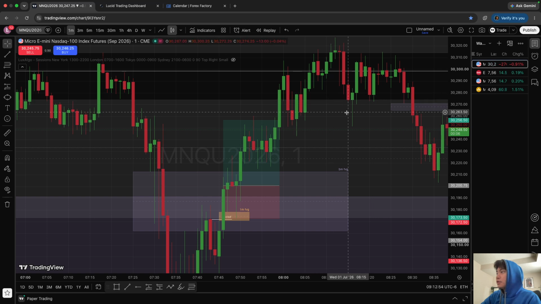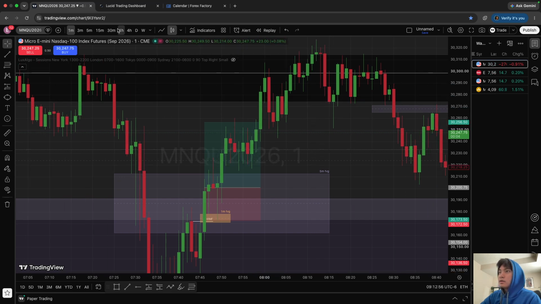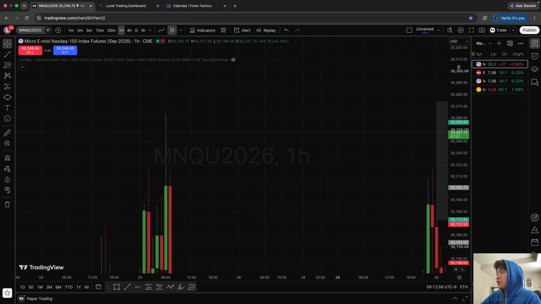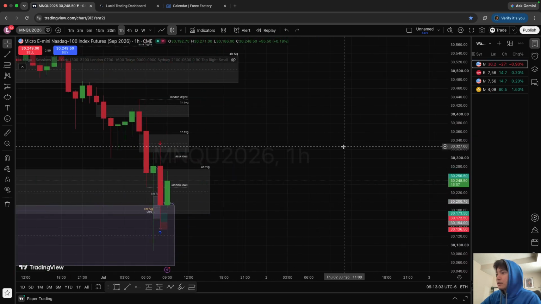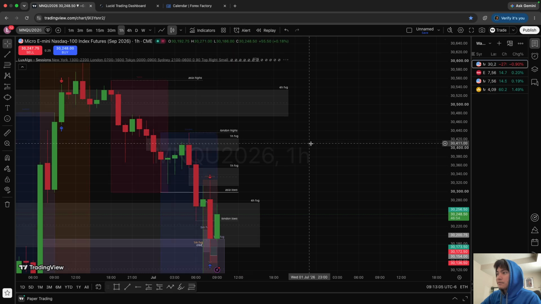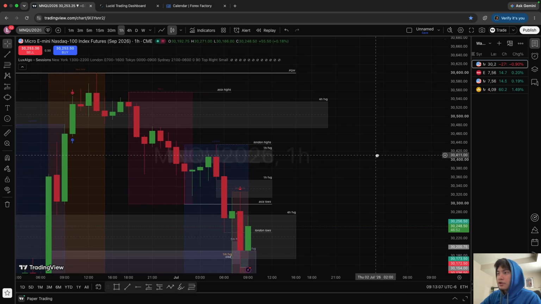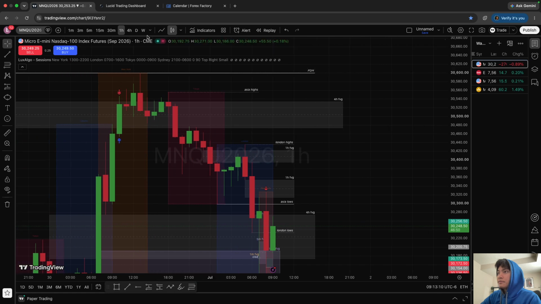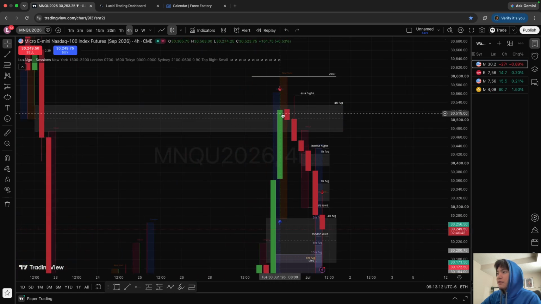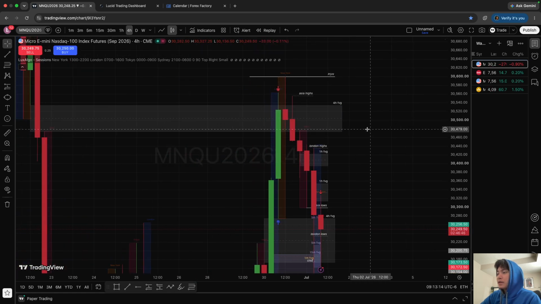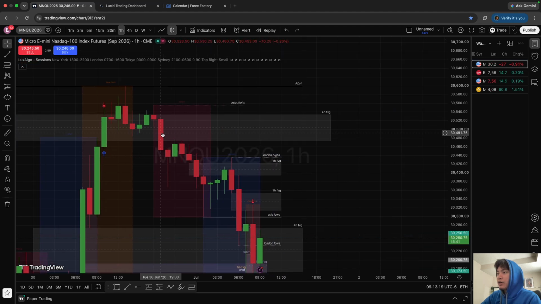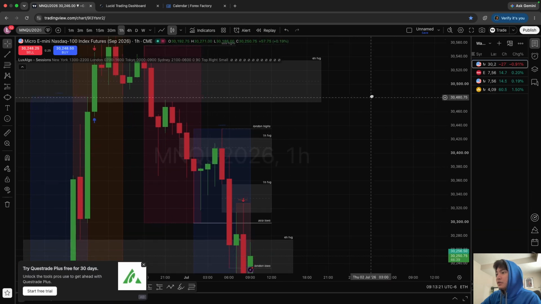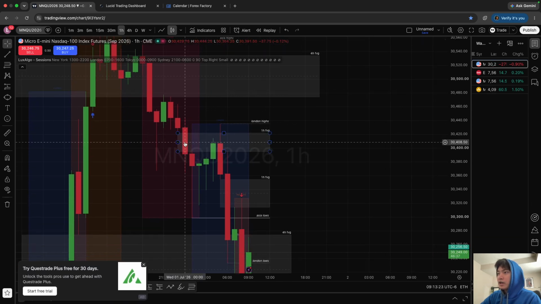Let me just clean up my chart real quick. So coming into New York session, I initially had a bearish bias because, as you can see here, we respected this flower gap from yesterday, and New York session we respected a 1 hour gap right here, and London session we respected a 1 hour bearish gap also right here, as you can see.